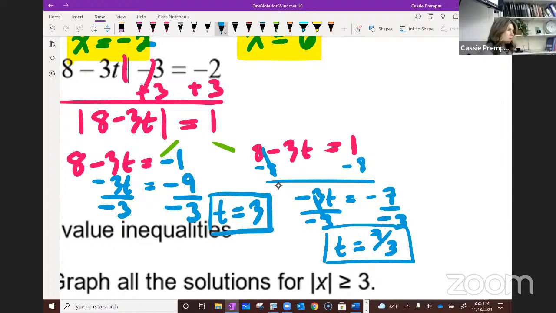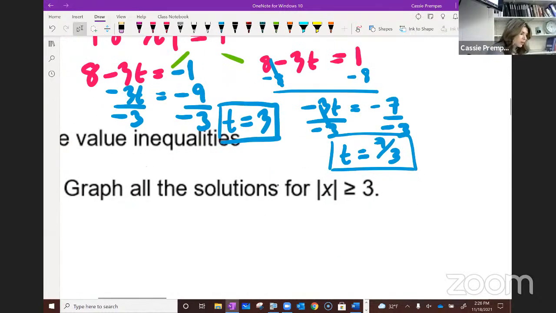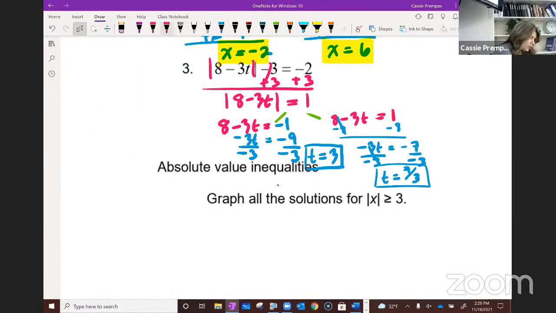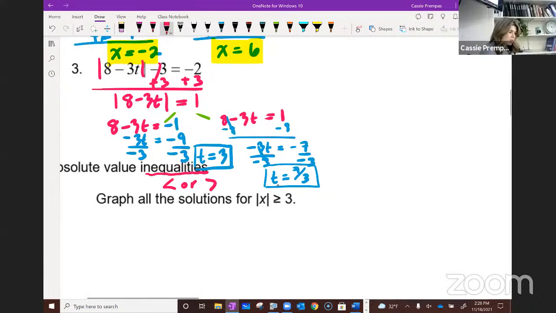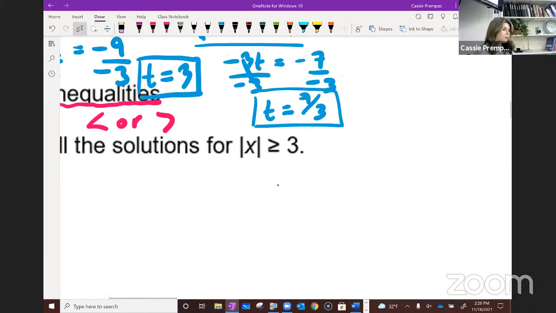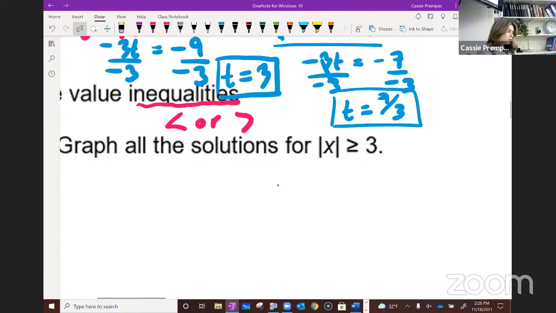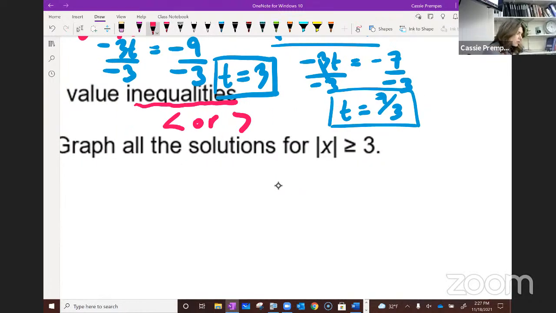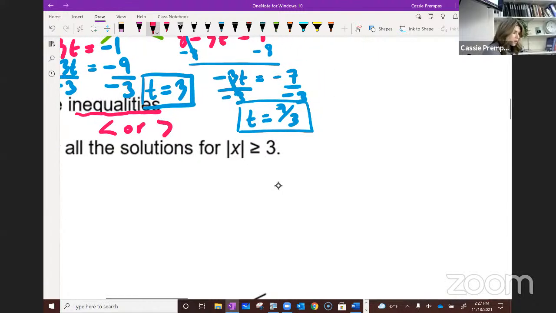And if we check them, they should both work out. Okay, the next thing we're going to look at is solving absolute value inequalities. When you think of the word inequality, you want to think of less than or greater than symbols. To determine the answers for these, I want to take us to just a simple absolute value inequality. The question asks, graph all the solutions for the absolute value of x has to be greater than or equal to 3. We know this is going to be on a number line, so go ahead and draw your number line.